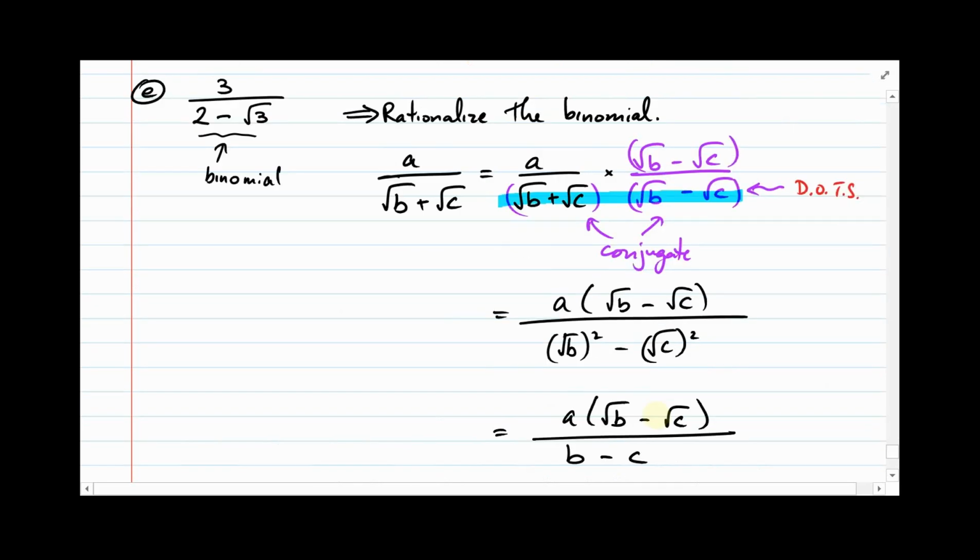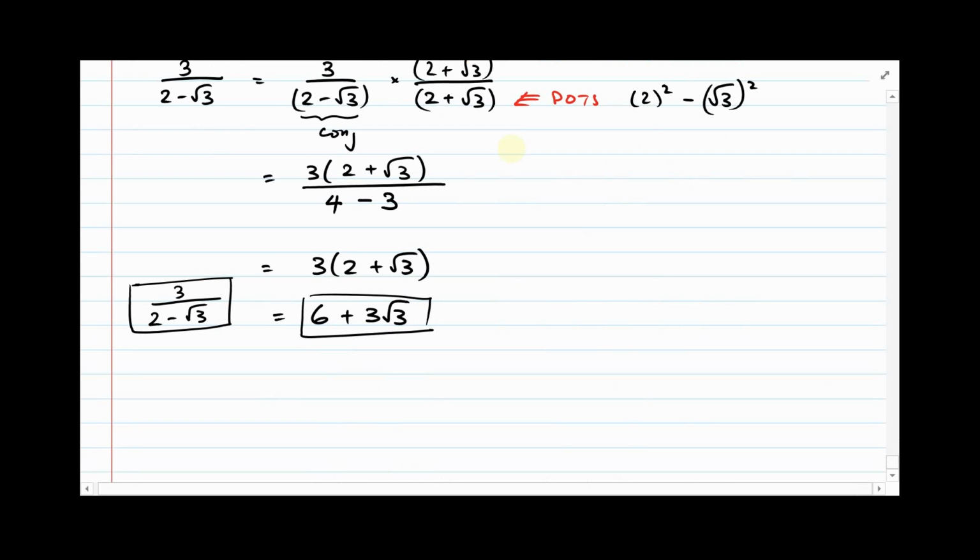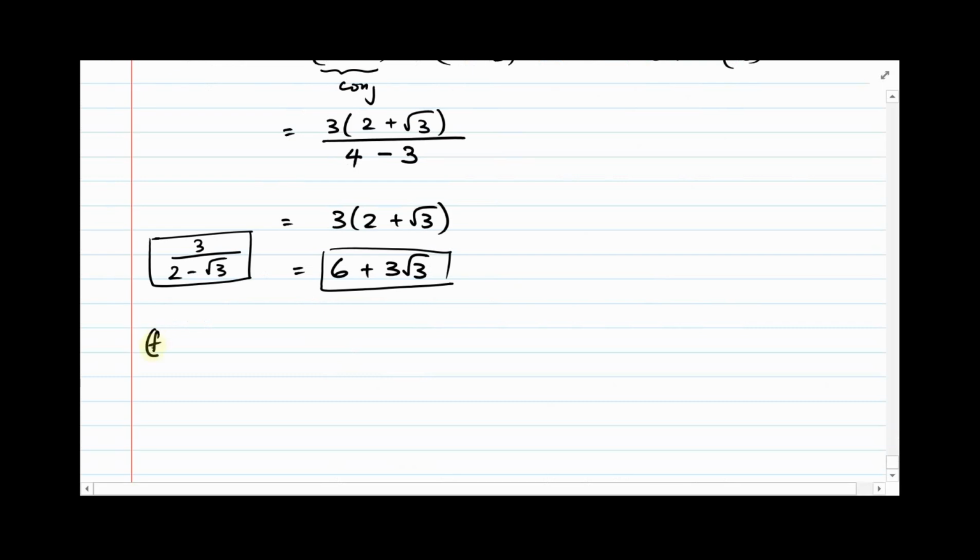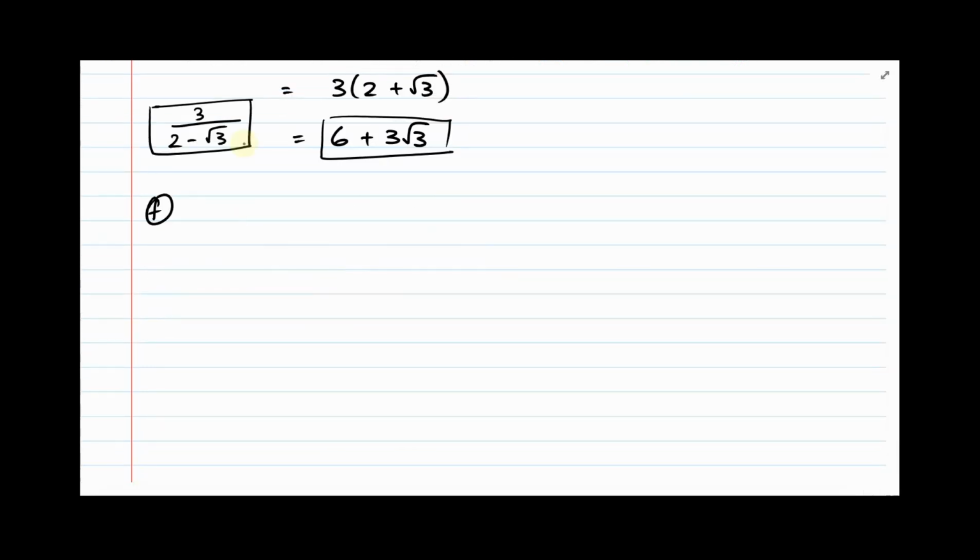Oops. Let's go on to part F. Okay. So let's really push you now. Suppose I have, and you're probably sick and tired of 2's and 3's, let's do, say, root 5 minus root 3 over root 5 plus root 3.